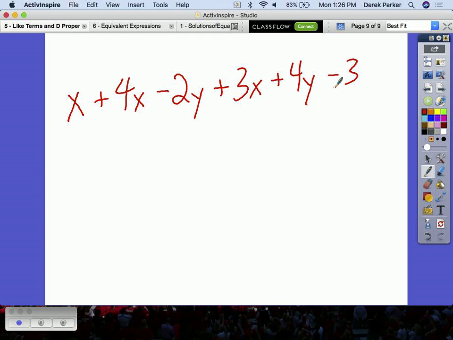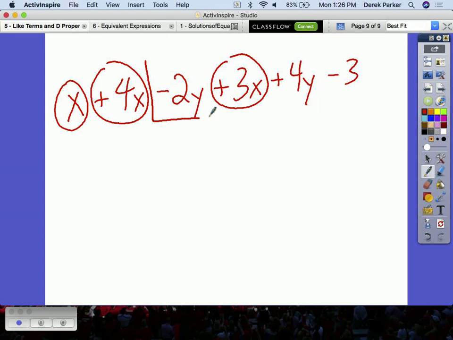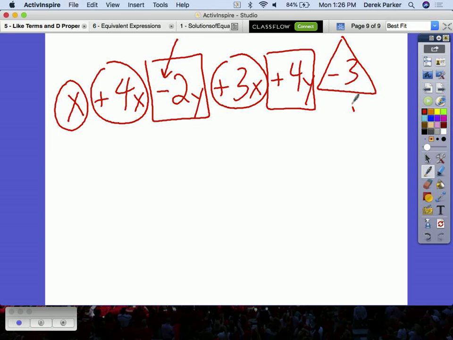Now, my first step is I'm going to circle all my terms that have an x. As you can tell, I'm keeping the sign inside the circle. I'm now going to square off my terms with a y. This is extremely important because you see this minus sign, it needs to stay with the 2y. Just like the 3, the minus sign stays with the 3.